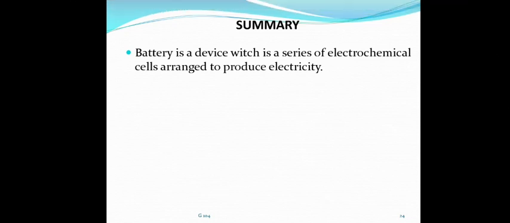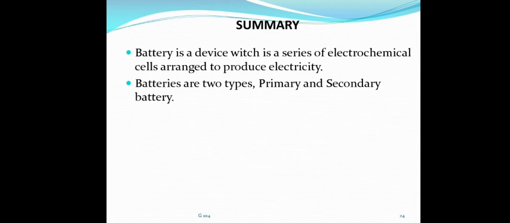So what have we studied today? What is a battery? It is a device which produces electricity, which is made up of a series of electrochemical cells, not a single electrochemical cell, or a series of galvanic cells. So you know the batteries are of two types: primary batteries and secondary batteries. Primary battery is a non-rechargeable battery. Secondary battery is a rechargeable battery.